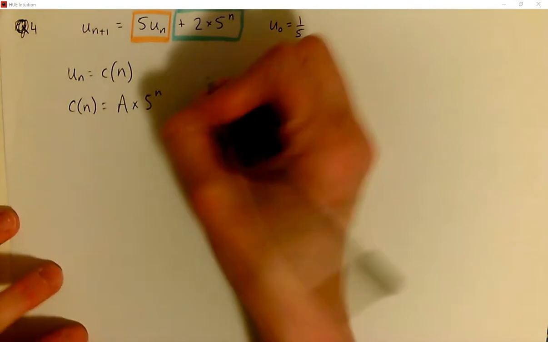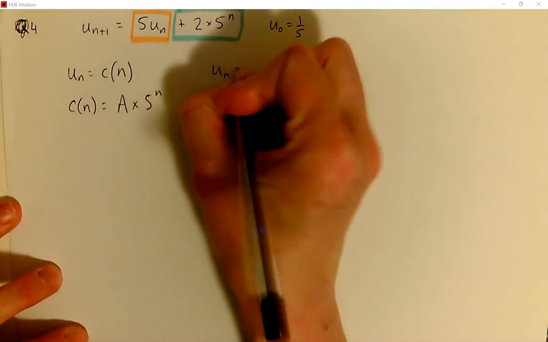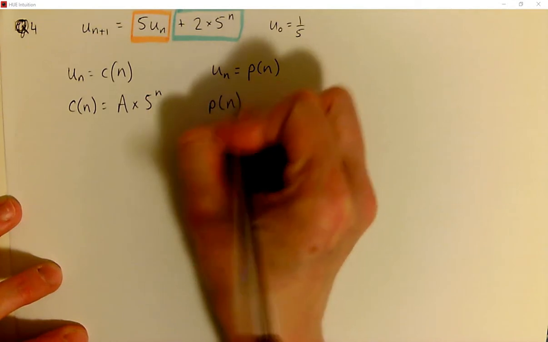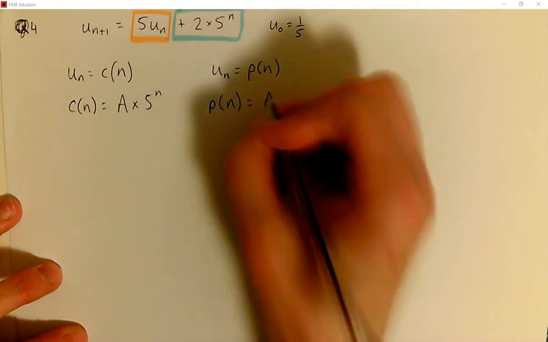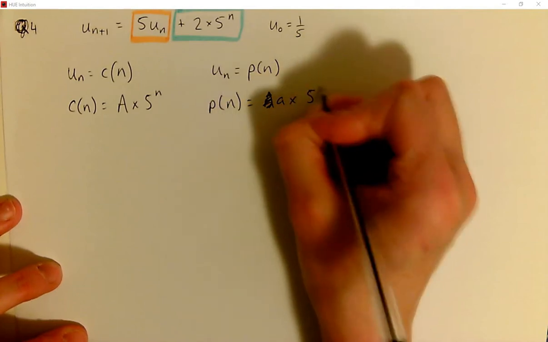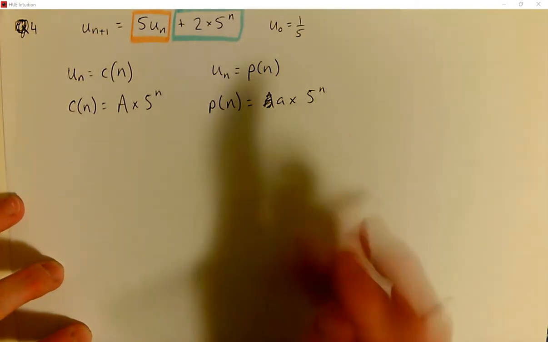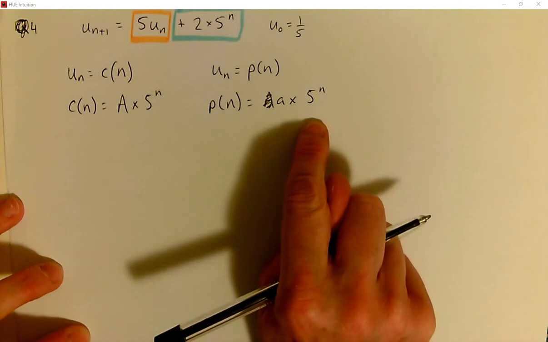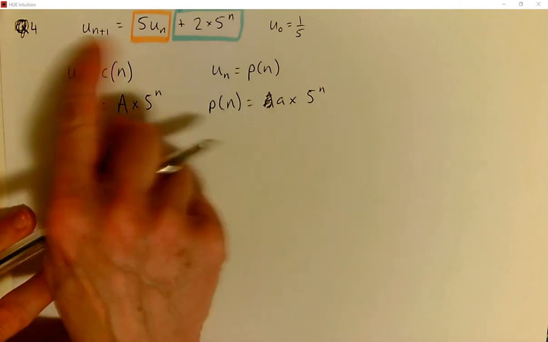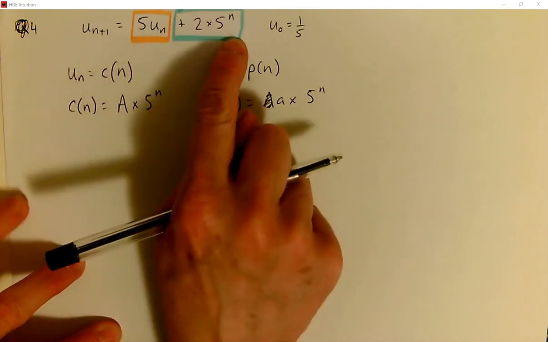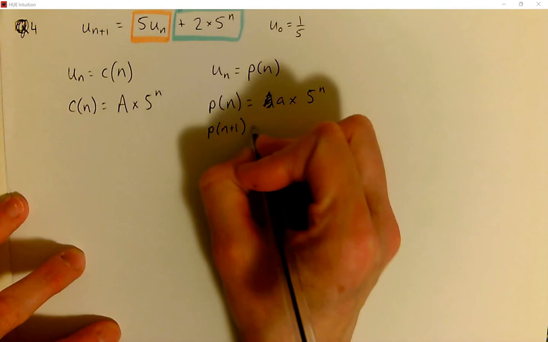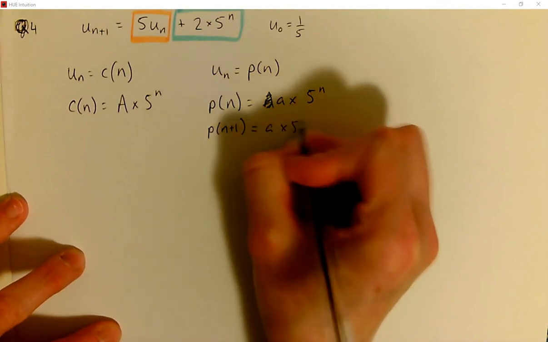So we might think that when we're doing our particular solution, we have a constant multiplied by 5 to the power n. But this doesn't work. Let's just try it and see what happens. So if we're going to substitute into our recursive formula, let's try the n plus 1th term would be a times 5 to the n plus 1.